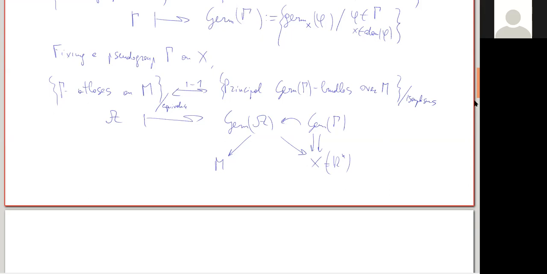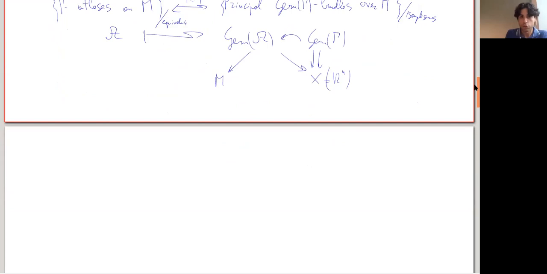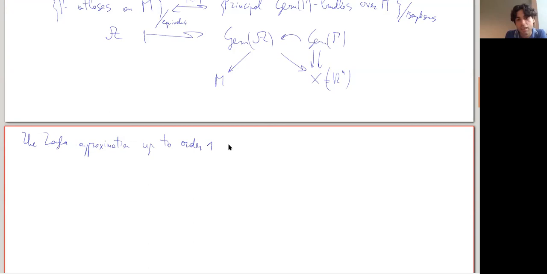Okay, so I was saying, now let's consider this weaker approximation, this approximation of a gamma structure given by the jet. I'm not sure if everybody is familiar, so let me just write one line saying that the Taylor approximation up to order one of the elements of gamma and of A is denoted by J1 gamma and J1 A.